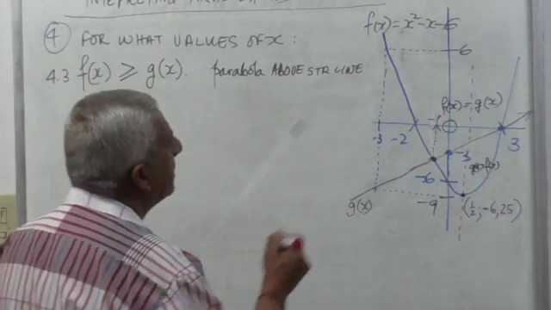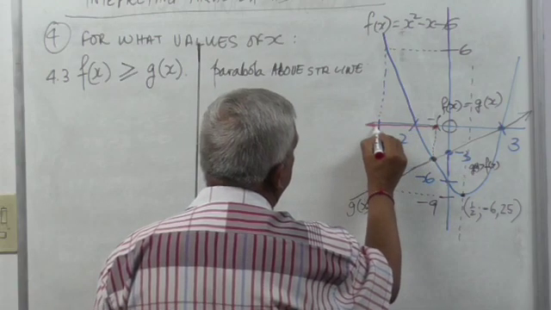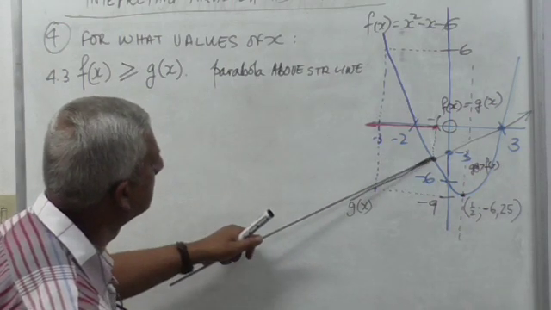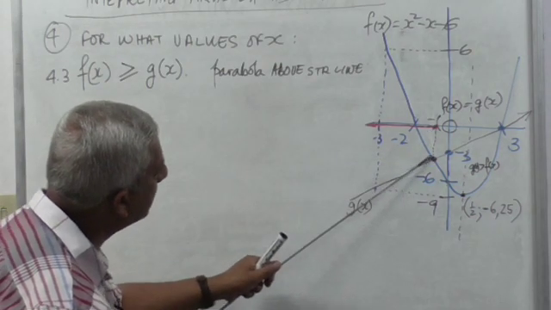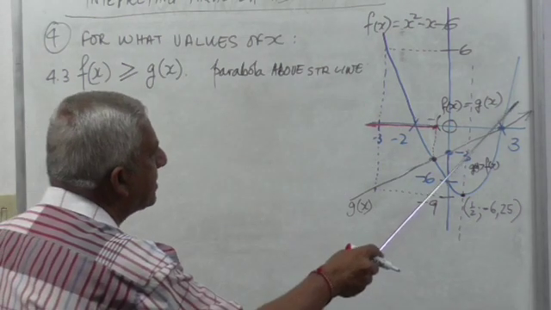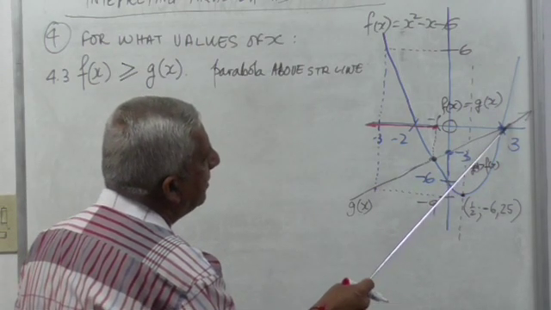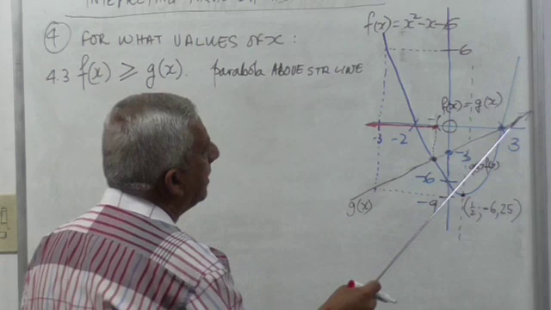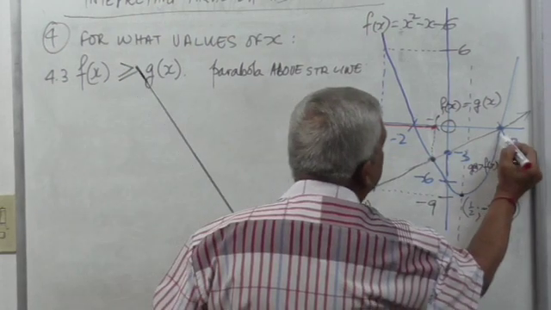I'm going to put it in red. So the parabola is above the straight line for all those x values, because you must go from here where they cut. But that's not the only one. That's on this side. If you look on that side, the parabola is above the straight line for all those x values. I'll repeat. So let's put that in red.